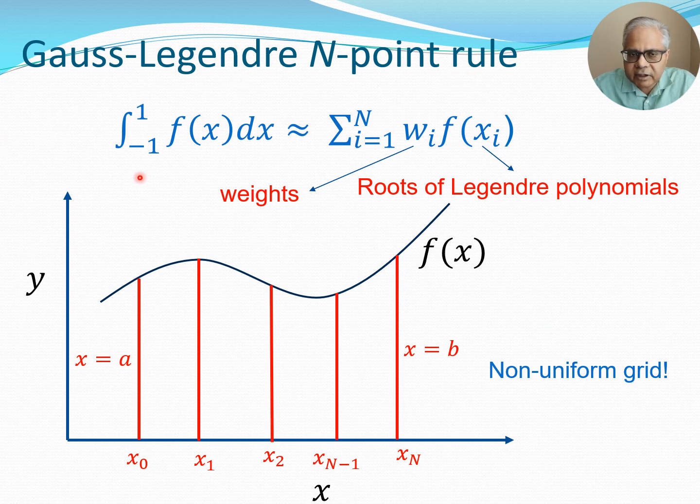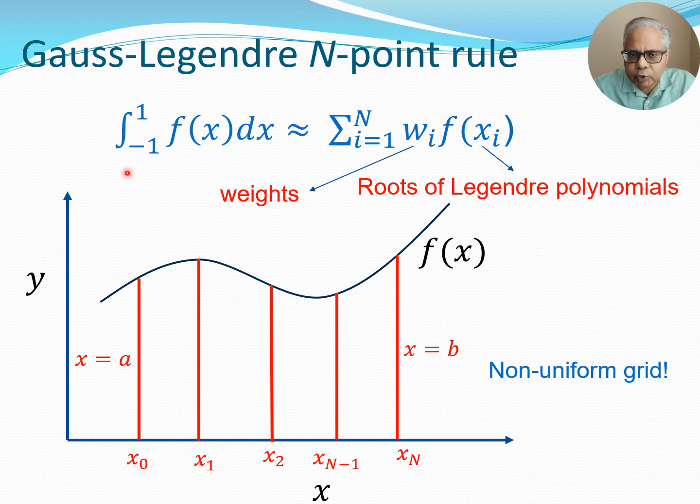This method basically says that if you have the integral from -1 to 1 f of x dx, I can approximate this as the summation i is 1 to n of w_i f(x_i), where w_i are the weights and these x_i values are actually roots of Legendre polynomials. In this particular method you use a non-uniform grid. So these points x_i are not uniformly spaced between a and b, and these points are optimally selected. There are several different methods out there. The use of Legendre polynomials is only one method, but this is probably the most popular method.